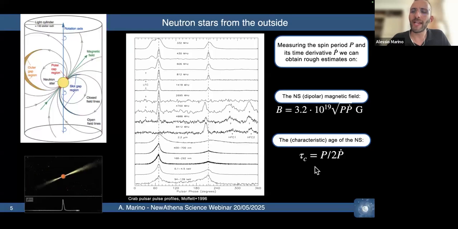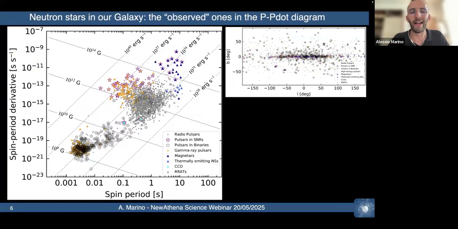Okay, so we can then use the P and P dot that we observe from these neutron stars to have a clear visualization of the whole population of neutron stars in our galaxy. What people typically do is to indeed plot neutron stars in a P-P dot diagram, where we can also plot some horizontal lines, some isomagnetism lines that identify different magnetic fields of the neutron stars in our galaxy.